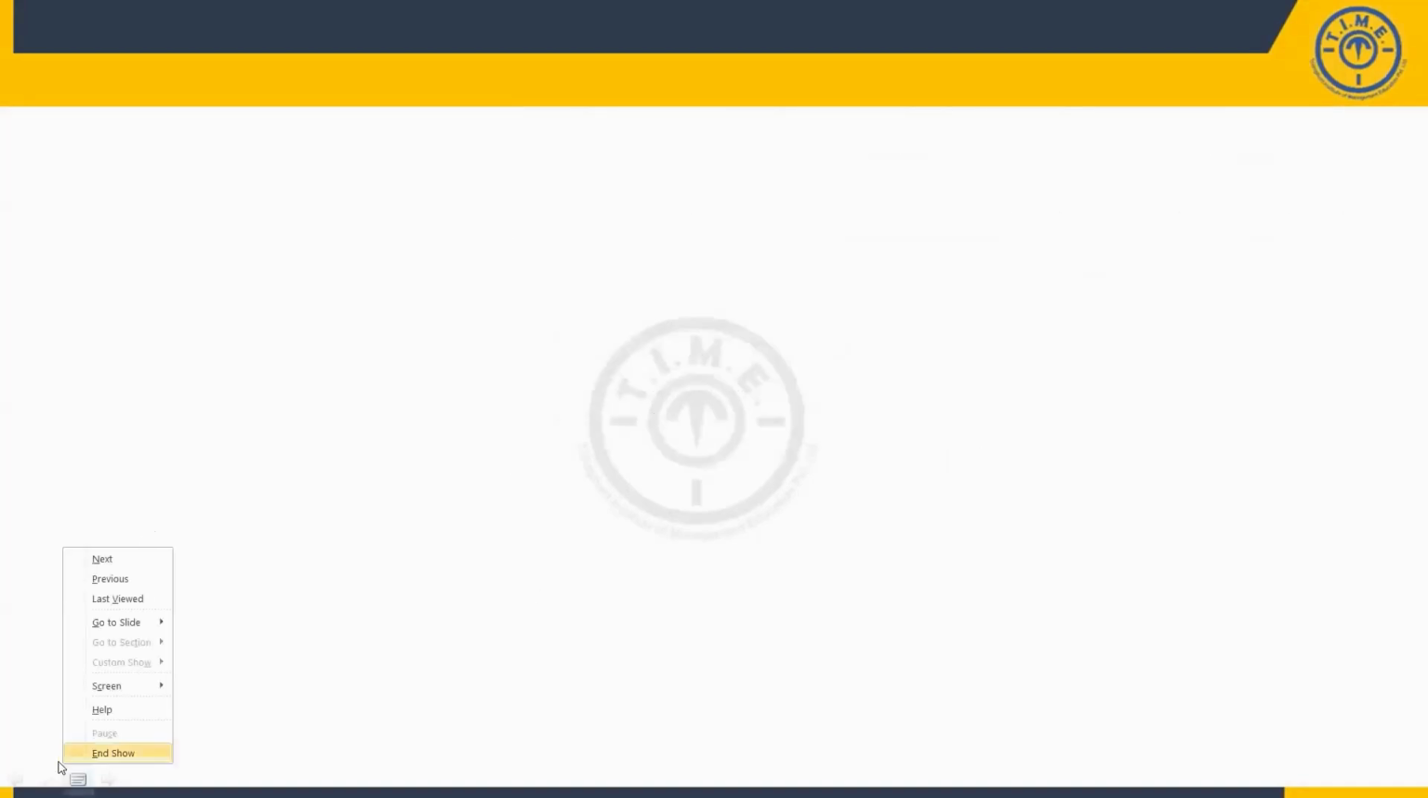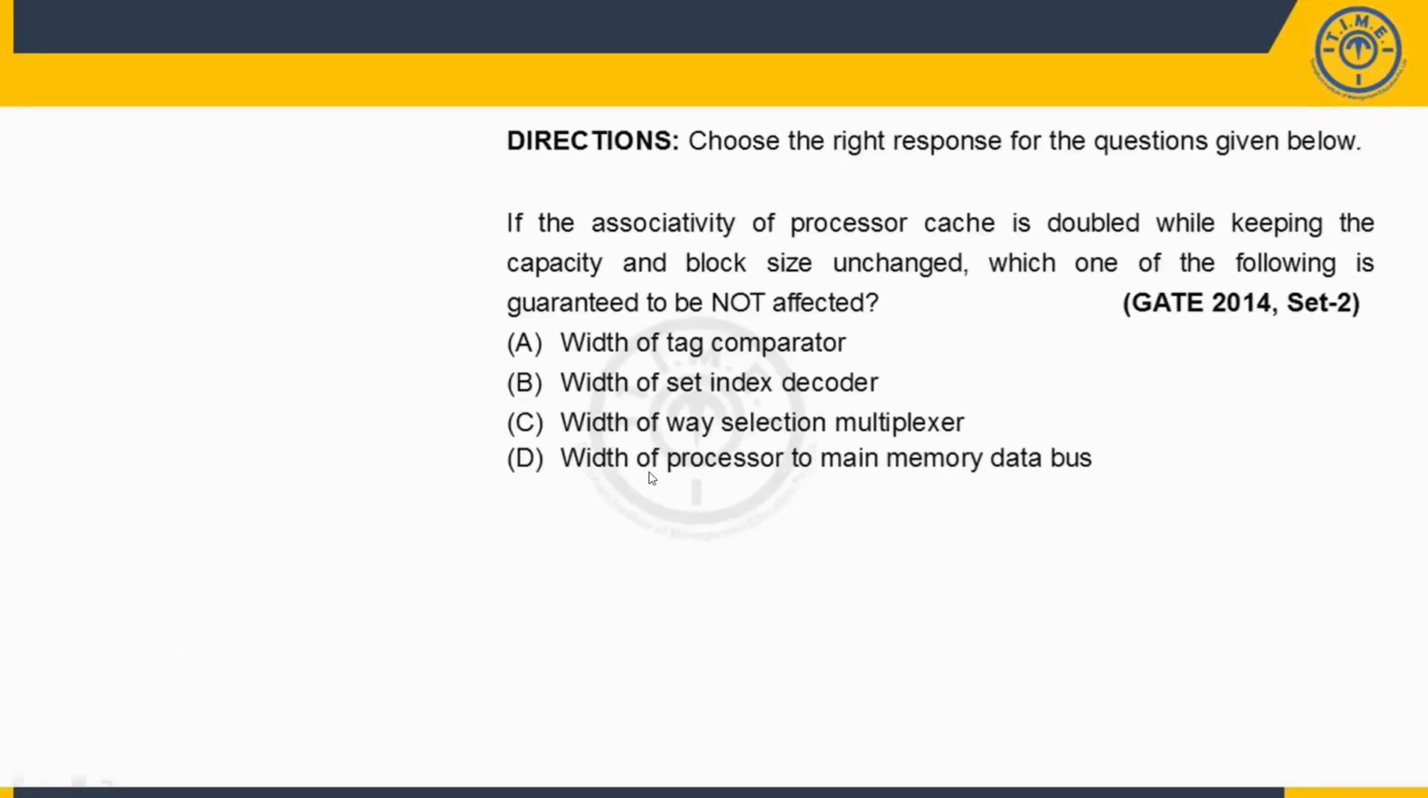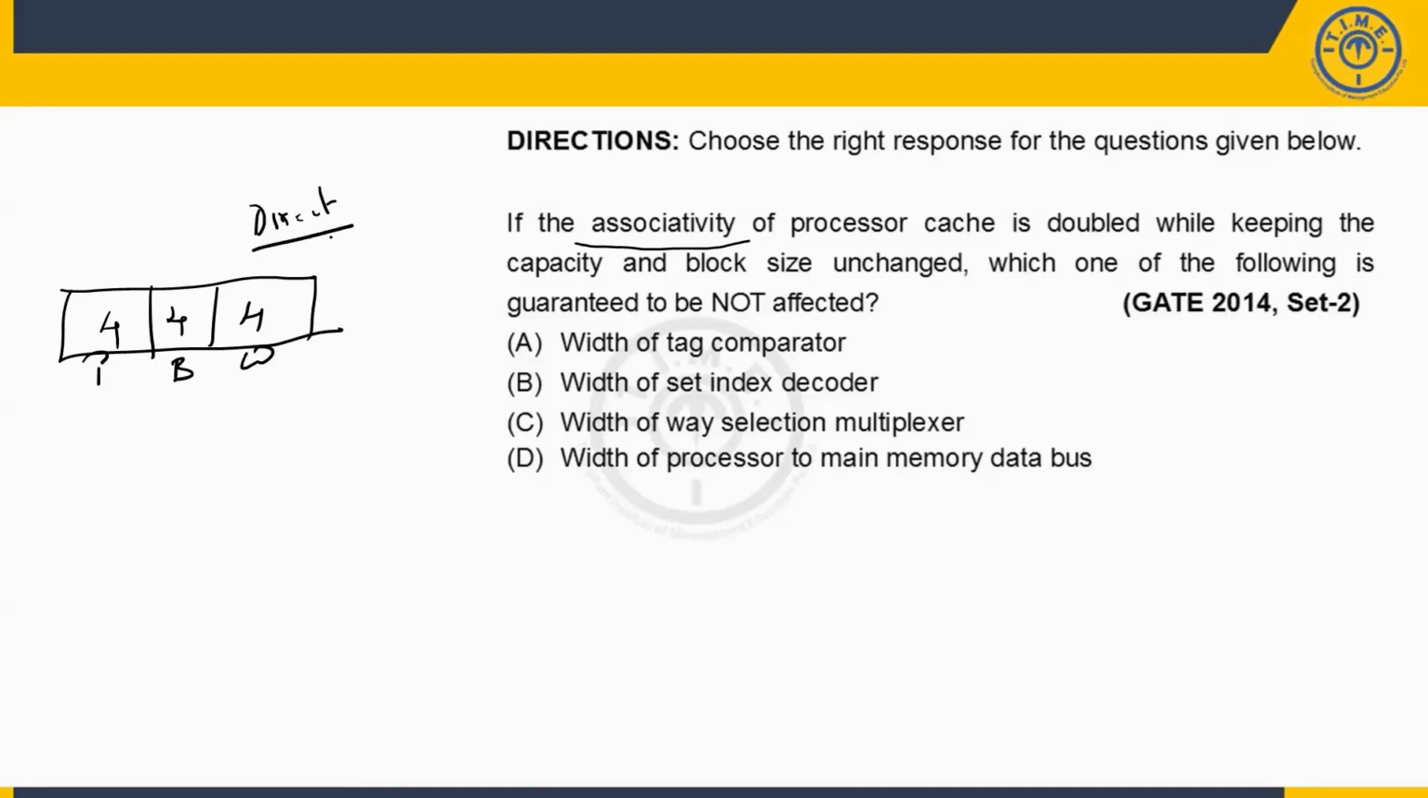Why? Because, see, associativity is getting doubled. Associativity is changing. Again, take the same example of an address in which there is a word field, a block field, and a tag field. Let us say this is 4, this is 4, and this is 4. If the associativity of the processor cache is getting doubled, let us say this is a direct map cache. There is no associativity. If it is getting doubled, it will become two-way set associative. In two-way set associative, what will get affected?